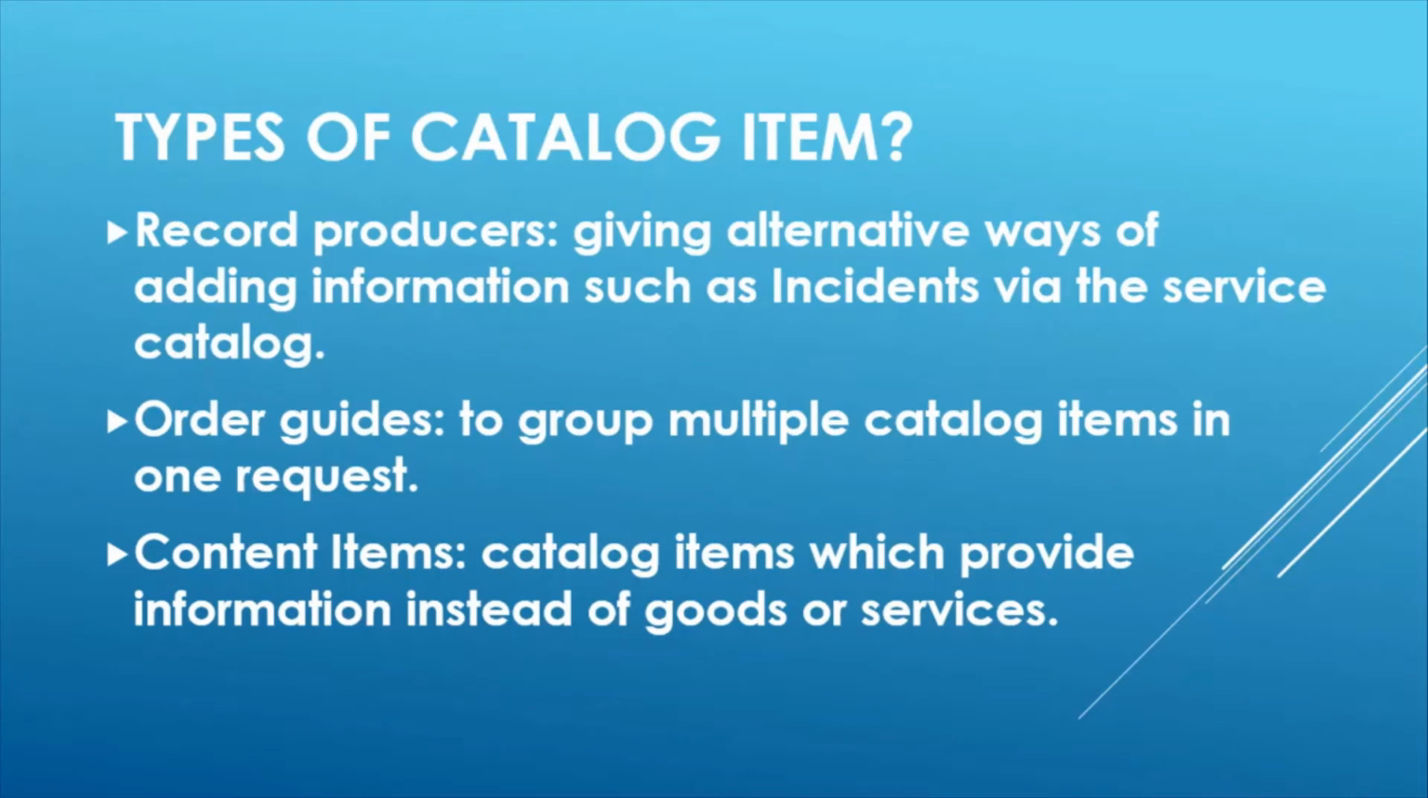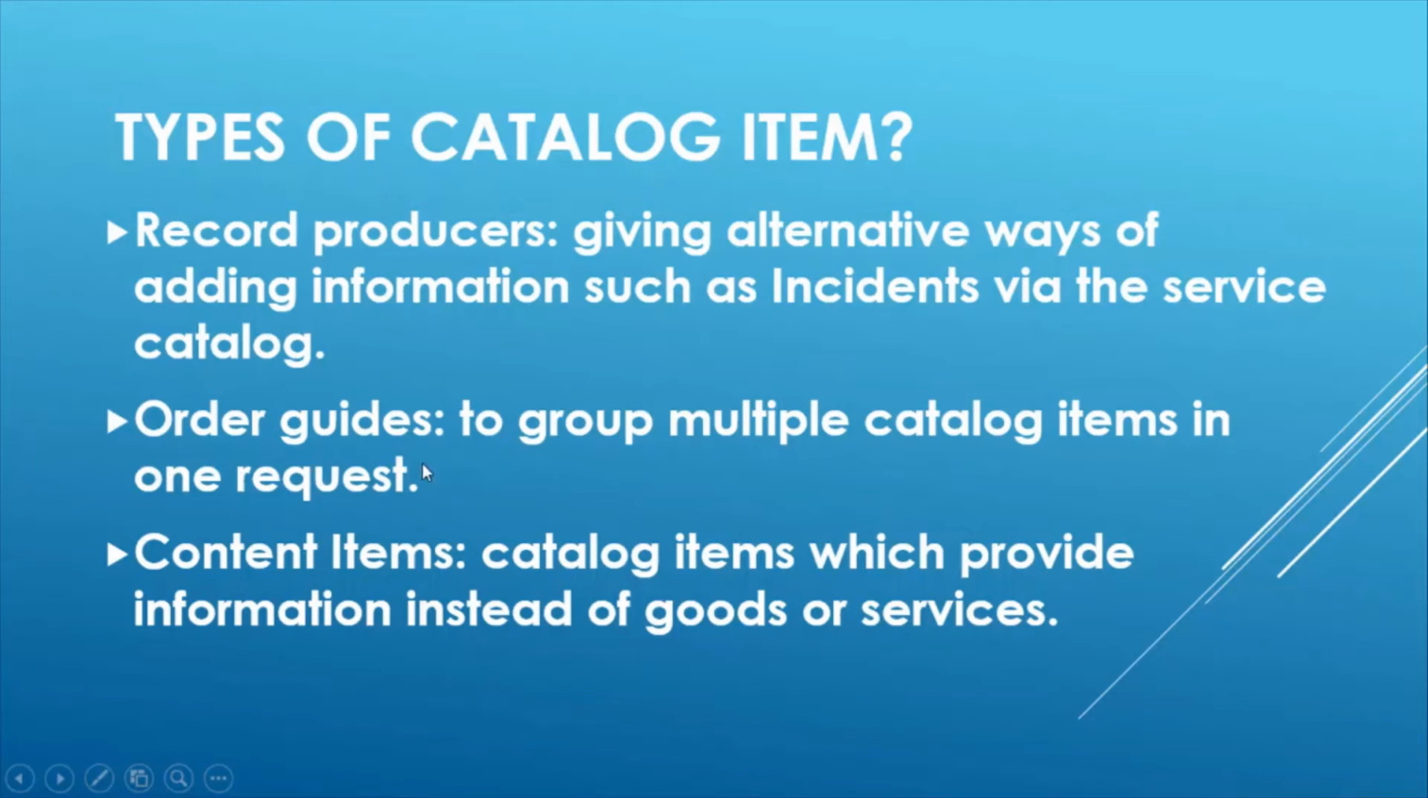So, types of catalog items. We mainly have three types of catalog items. First is the record producer. A record producer gives an alternative way to add information, such as an incident, via the service catalog. Mainly we create a request or request item through the catalog item, but we can also create another task-based record, like problem, change, or incident, using a record producer.